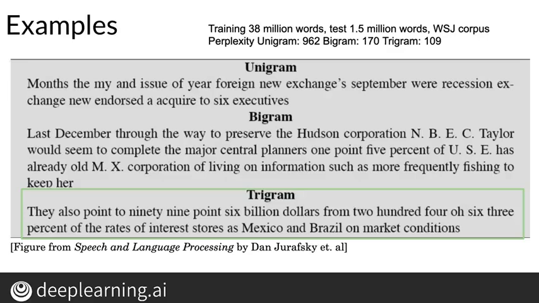Later in the specialization, you'll encounter deep learning language models with even lower perplexity scores. You now understand what perplexity is and how to evaluate language models. To use them for real tasks, we will need to be able to handle words that did not occur in the training set. I'll show you how to do that in the next video.